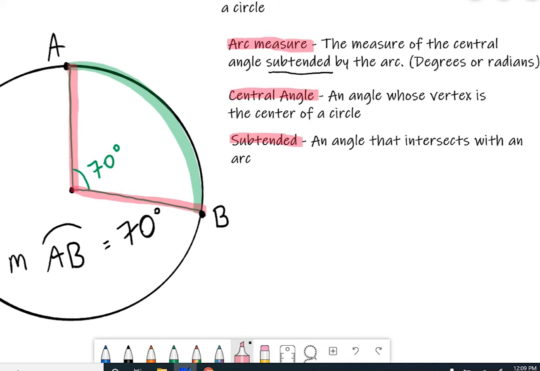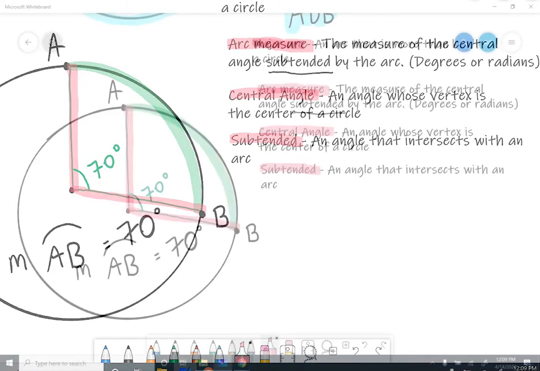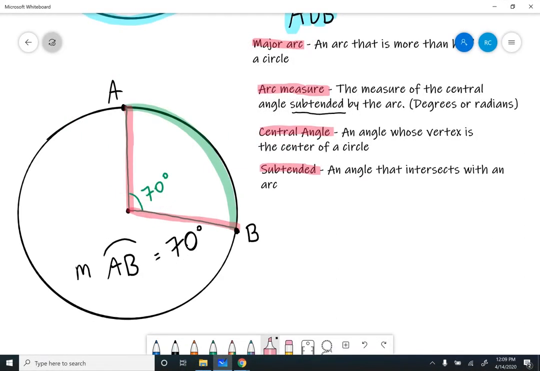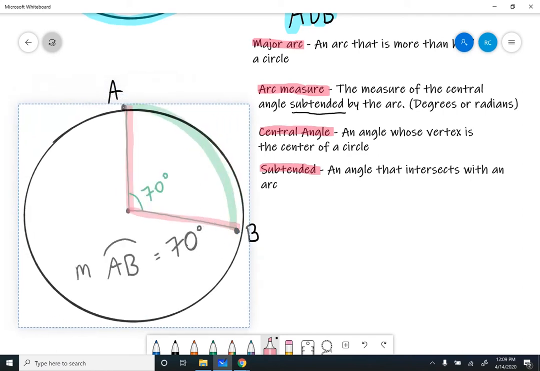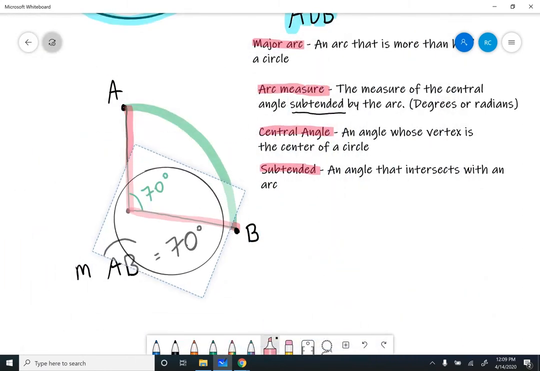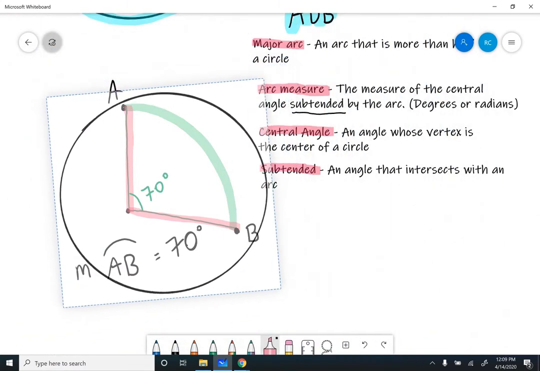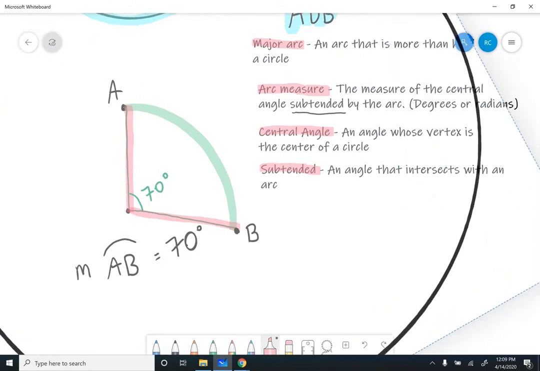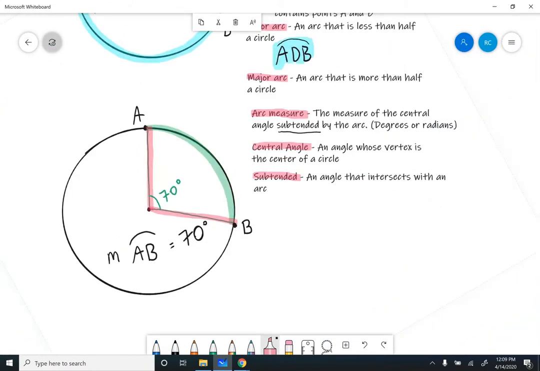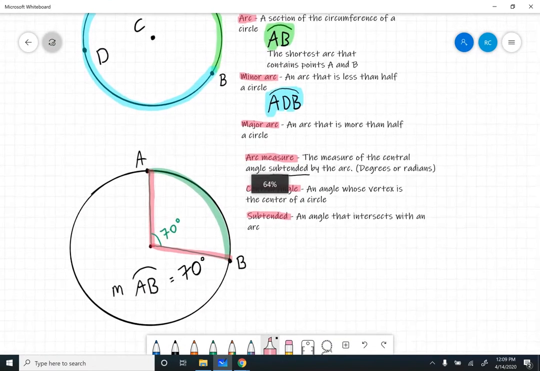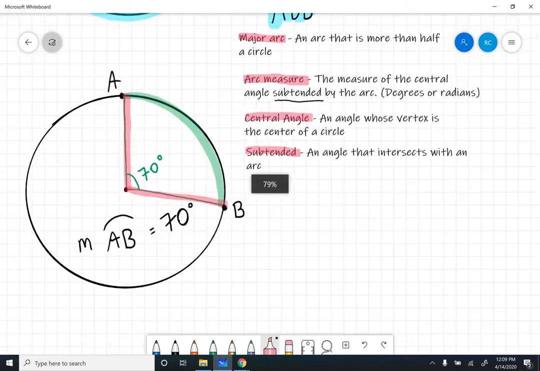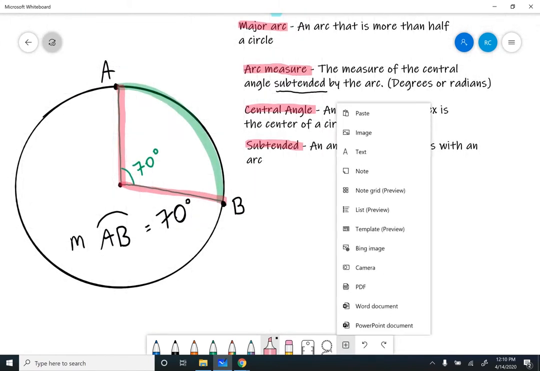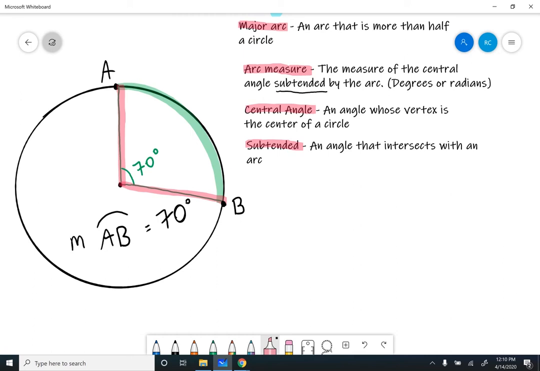And of course, that's not the only way that you can measure an arc, right? That is just degrees, and that degree will be the same regardless of how big or small the circle is, right? 70 degrees is 70 degrees, whether the circle is really small or whether the circle is really big. The difference is that the arcs can be different lengths.